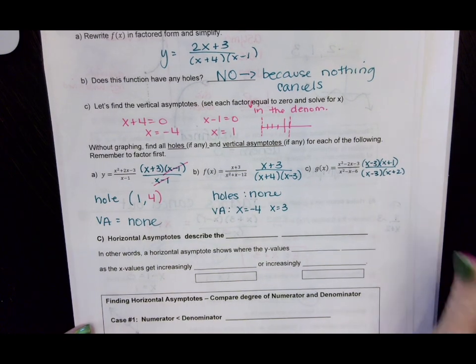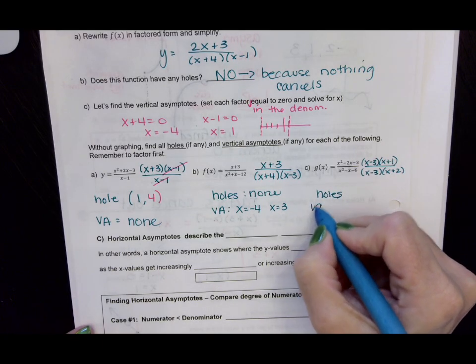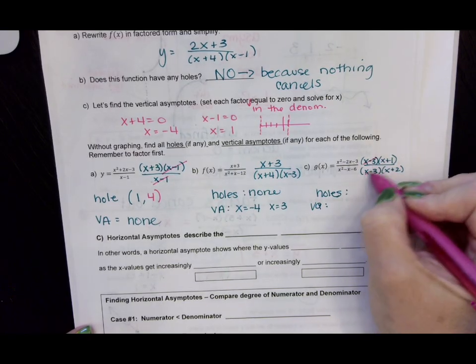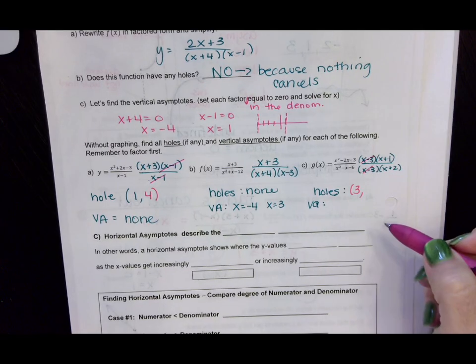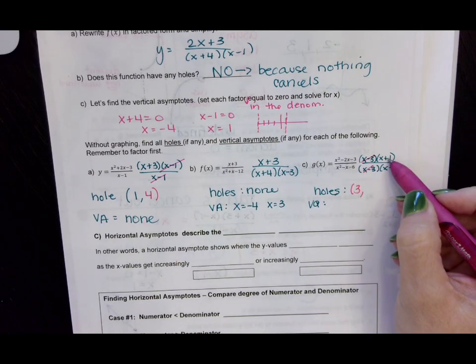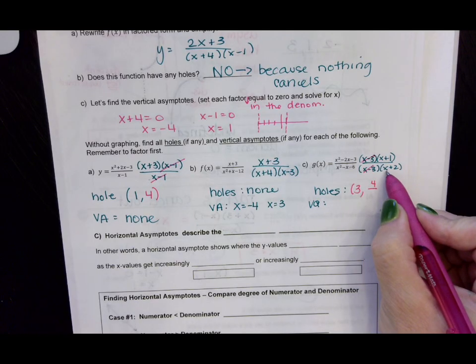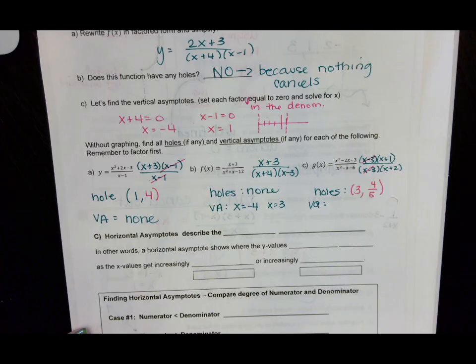Okay, so let's go here. We're going to check our holes, and we're going to check our VA. So here's the first thing I see. The x minus 3s are going to cancel, so I'm going to have a hole at 3, something. I have to plug it in. So if I plug this in, I get 3 plus 1, so 4 in the numerator, and 3 plus 2, 5 in the denominator. Yes, it's a fraction, but that's the way it worked out.